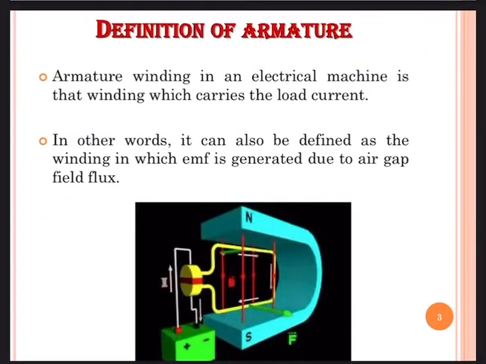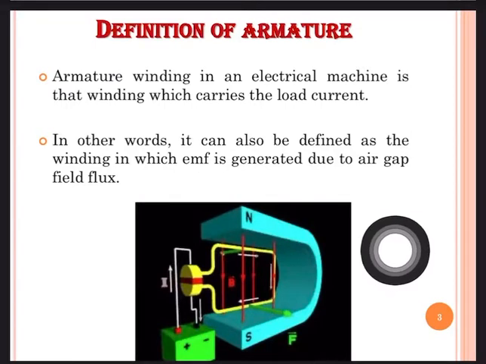Now, the definition of the armature. Armature winding in an electrical machine is that winding which carries the load current. In other words, it is the winding in which EMF is generated due to the air gap flux. This definition is for DC motor purpose, and this is for DC generator purpose, because load current stands for DC motor and generated EMF stands for DC generator.